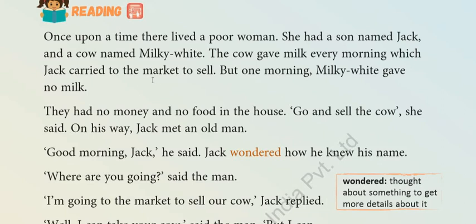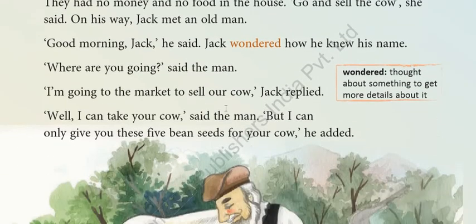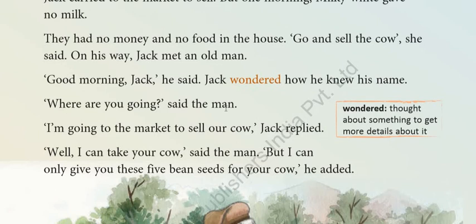So now the scene is like, one day it happened so that Milky White did not give the milk. So sad for them, as these two poor people were only having the cow to earn the money. So now let's see what happened when the cow stopped giving the milk.